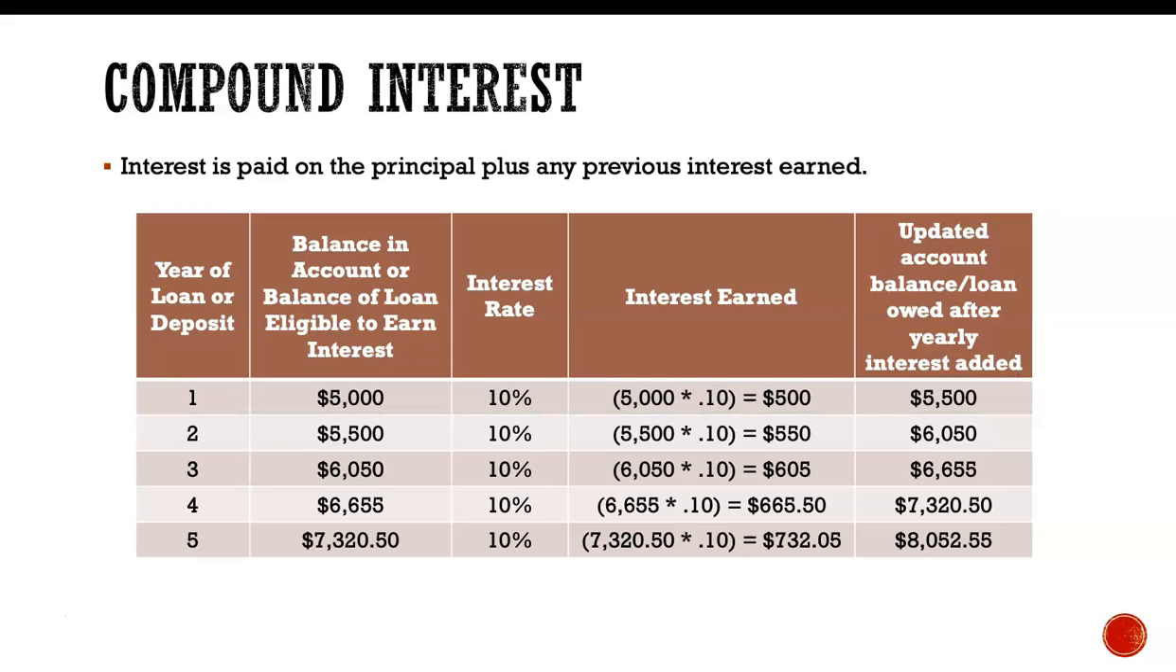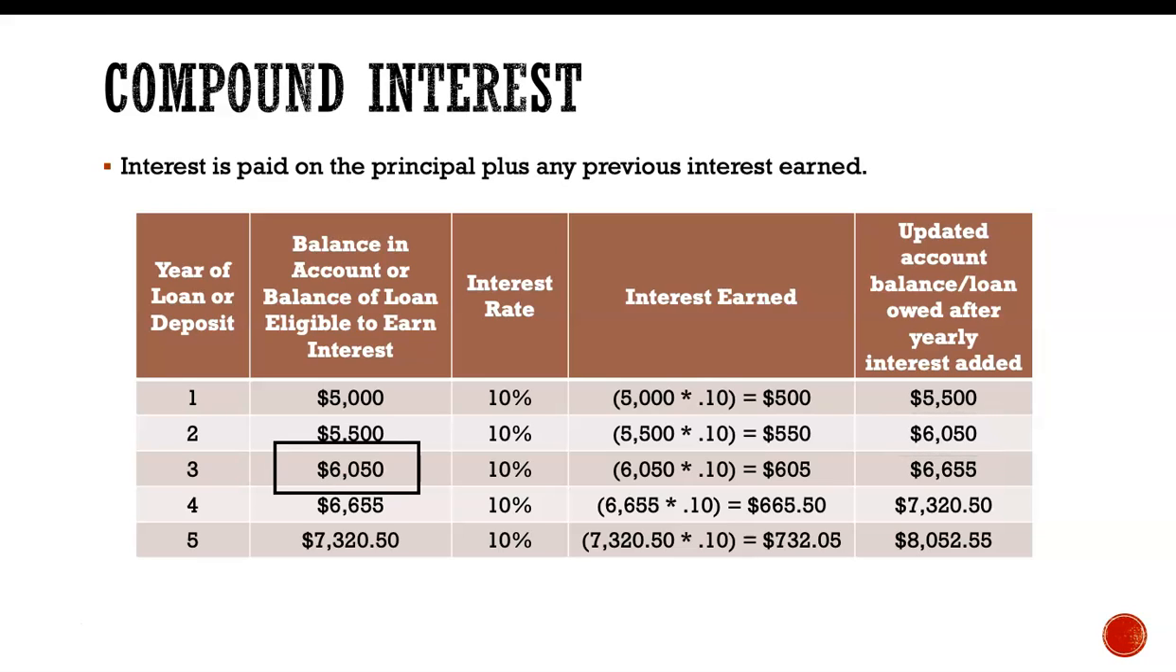When we go down to year 2, we notice this is where things change when calculating compound interest. Notice, for year 2, the balance eligible for interest is actually the previous year's ending balance of $5,500. So you will earn interest on your principal of $5,000 plus the interest earned in year 1. When we calculate interest earned, we find it is $550. And when we add that back in to the previous year's balance, we find our ending balance is $6,050. This is $50 more than when simple interest is calculated in year 2.